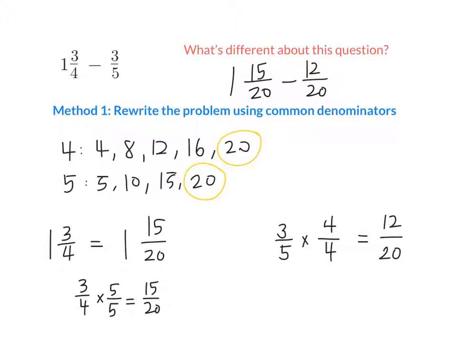Let's ignore the 1 for a second. If I had 15/20 and I take away 12 of them, how many do I have left? 3/20. If I have 1 15/20 and then I take away 12/20, what do I have left? 1 3/20. So for method 1, whenever you see a mixed number, you can just do the same thing. You keep it the way it is and you turn it into common denominators. Does that make sense? Very good.